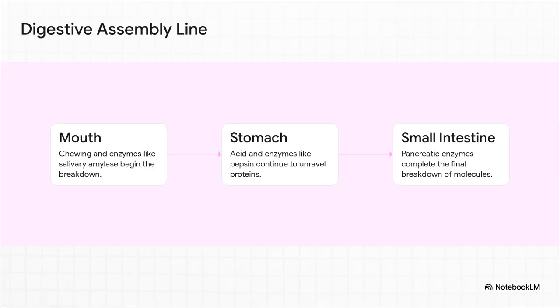Honestly, it's like a super efficient disassembly line. It kicks off in your mouth, where chewing and enzymes like amylase start snipping away at those starches. Then the stomach's acid gets to work on the proteins. And finally, the whole thing winds up in the small intestine, where a whole team of specialized enzymes just finishes the job, breaking everything down to its core components.